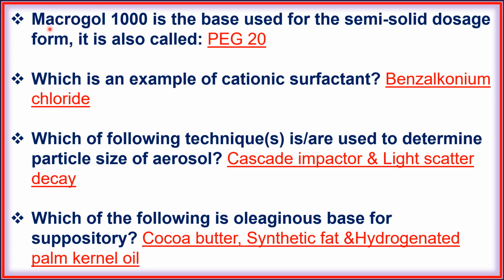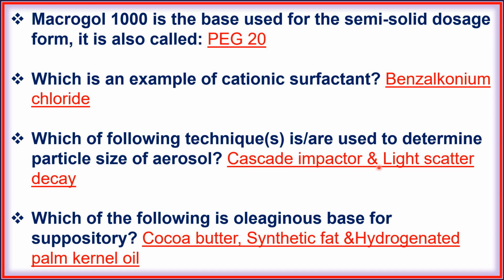Next, Macrogol 1000 is the base used for the semi-solid dosage form. It is also called PEG 20. Next, which is an example of cationic surfactant? That is benzalkonium chloride. Next, which of the following techniques are used to determine particle size of aerosol?